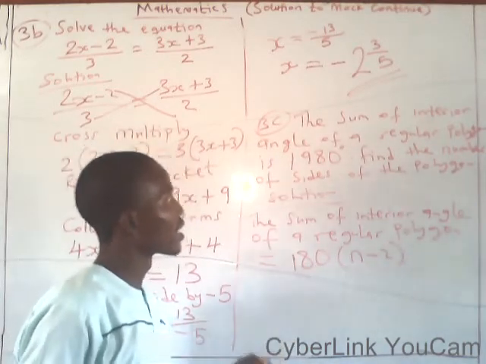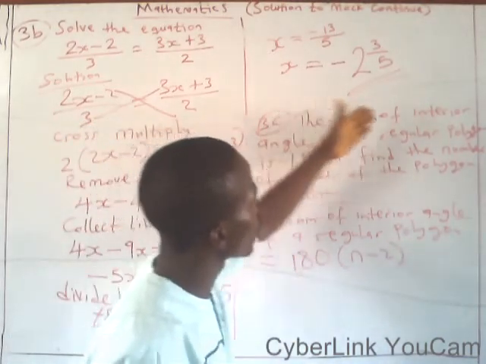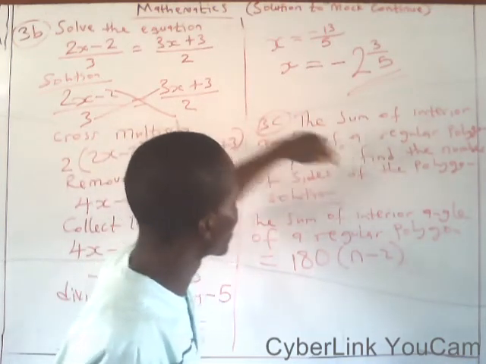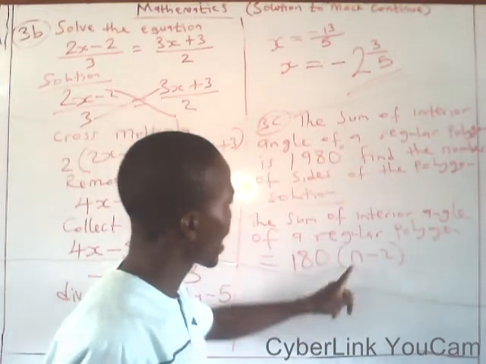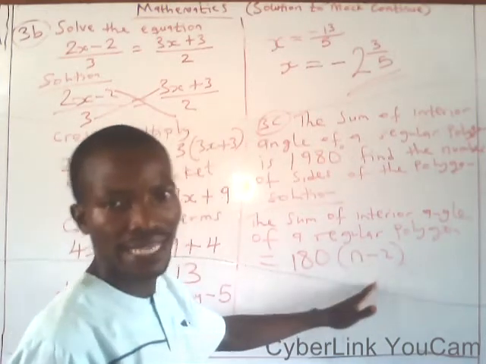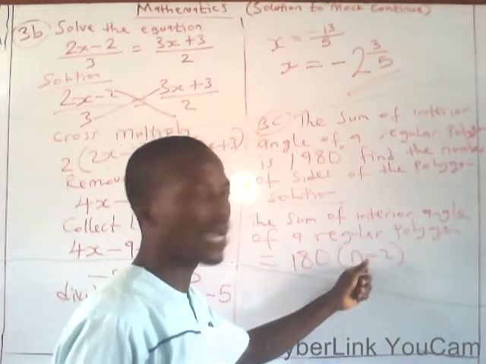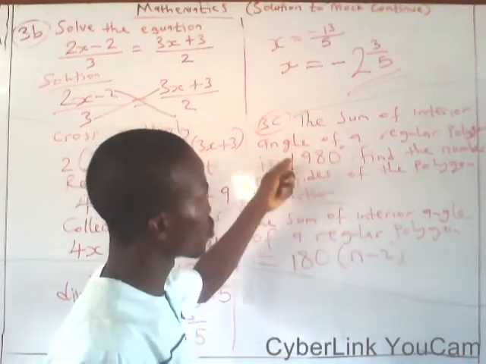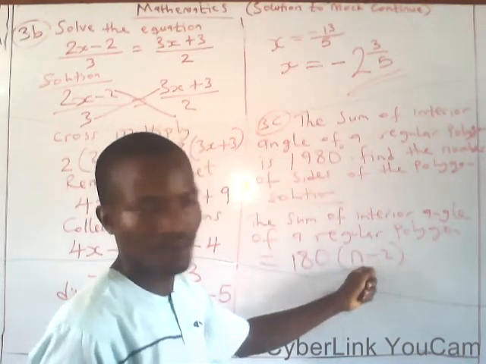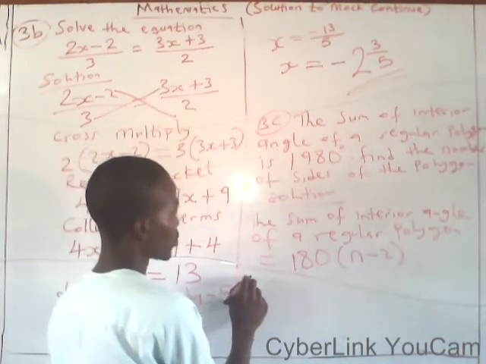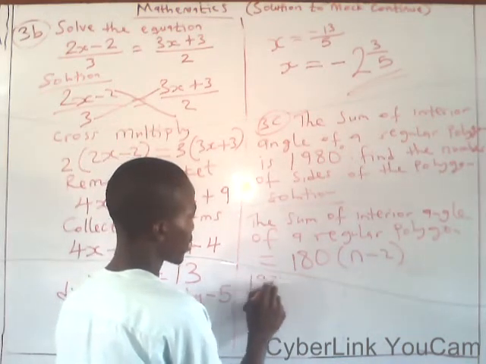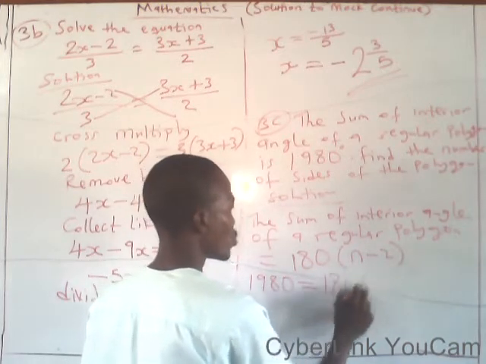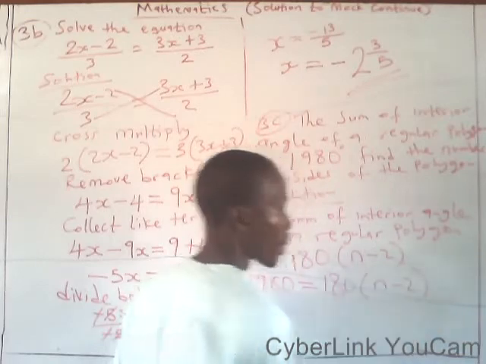If we have this, and the question is now telling us that the sum of interior angles of a regular polygon is 1980, find the number of sides. Here, the n stands for the number of sides. In that case, we are to look for n. The sum has already been given to us, but we do not know the number of sides. We are now going to rewrite it as 1980 is equal to 180 into bracket n minus 2.